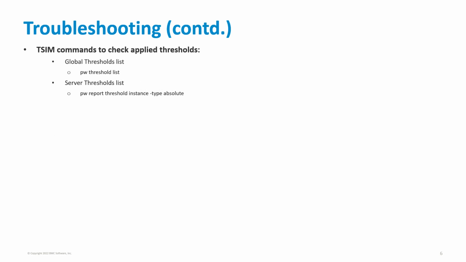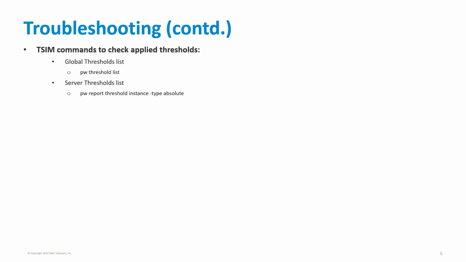The PW threshold and the PW report threshold commands can be used to generate a list of the applied global and server thresholds. These commands will retrieve the details of the applied thresholds directly from the TSIM database, and this can be used to confirm if any specific threshold is missing or not applied.